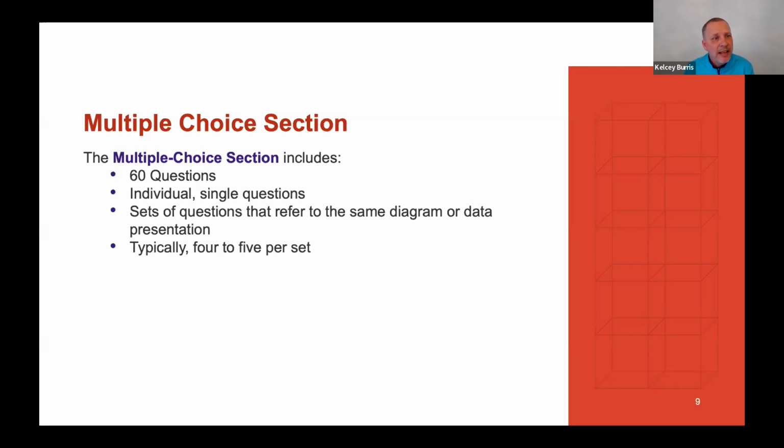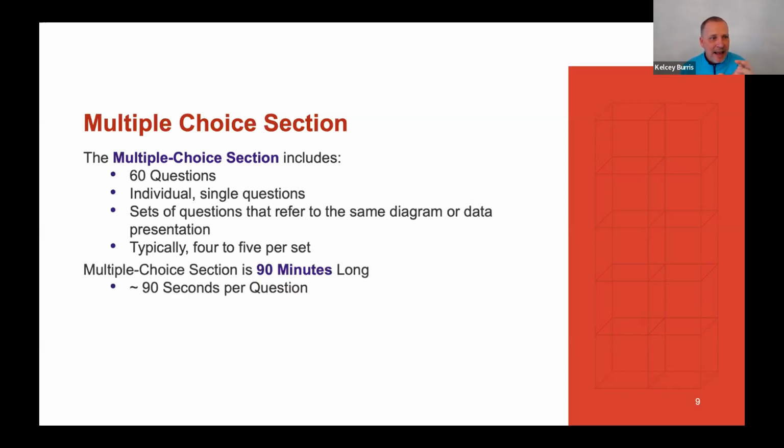And the biggest thing that you've got to remember is that the multiple choice section is 90 minutes long. You have 60 questions, so you need to average roughly around 90 seconds per question. Whenever you're doing any practice on the exam, make sure that you are practicing at that clip, so you get accustomed to the time. Most students who practice with time limits find the AP exam is much easier for them.